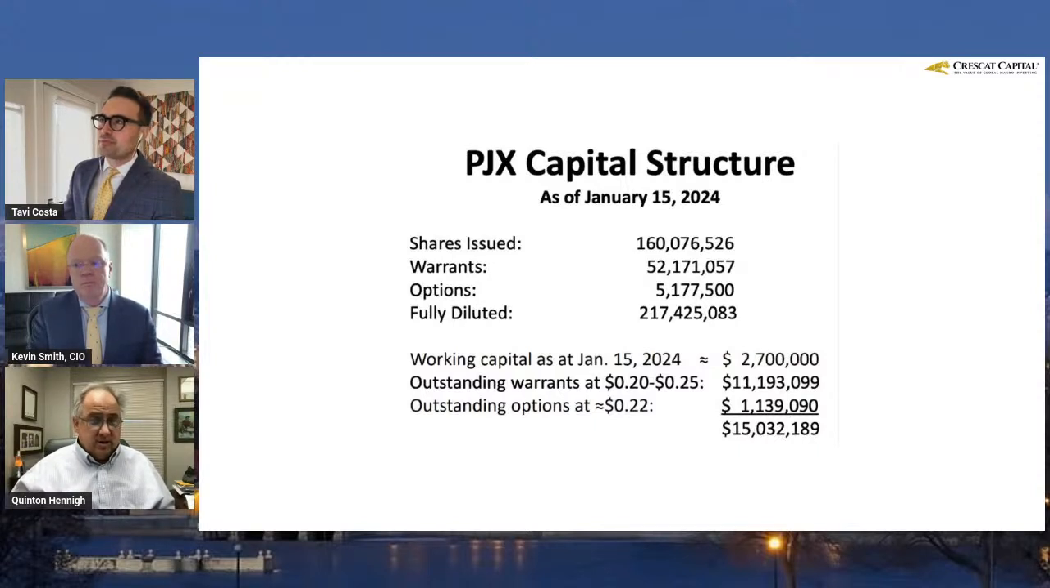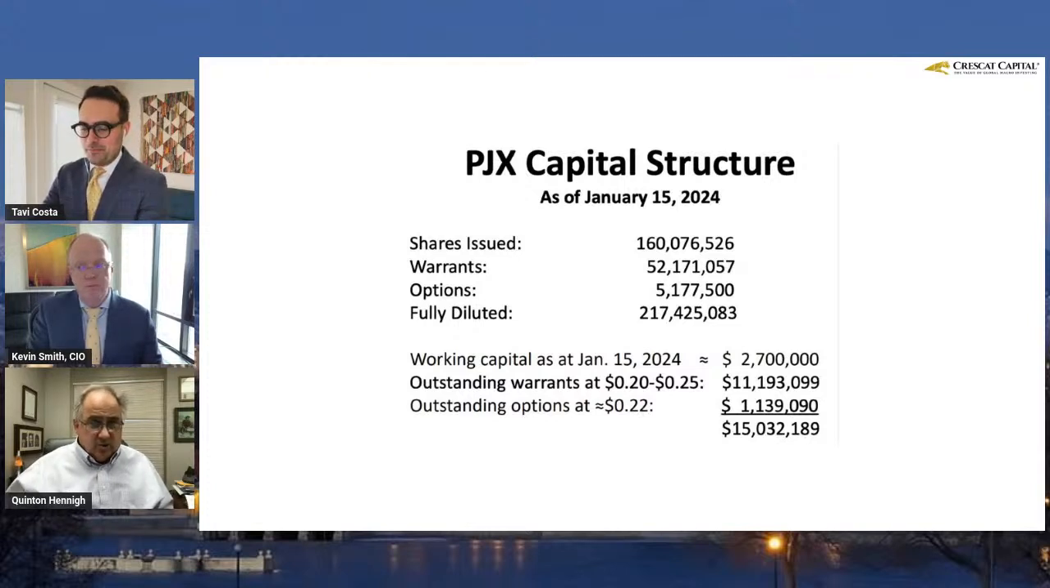This company has about 160 million shares out. You can see fully diluted, a bit over 200 million. So it's been around a while. We've recently decided to take a stake in this company. I think it's made a significant discovery that could result in one of the most important zinc discoveries in a long time in Canada.